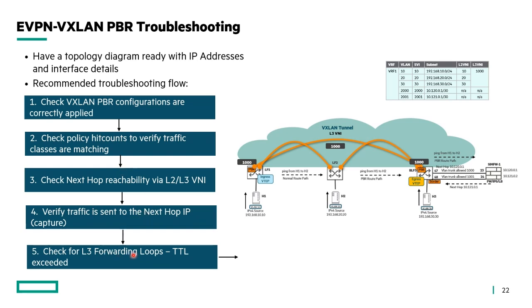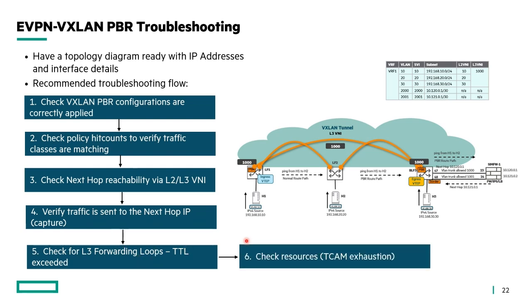And check for L3 forwarding loops or TTL exceeded. Now, this could indicate a problem with how you've got the policy set up. And I've got an example of that coming forward. I ran into that myself when I set this environment up. And finally, you want to check resources for TCAM exhaustion. All PBR does use the TCAM, so you want to make sure that it's not running out of resources because there are competing features for TCAM usage on the system.